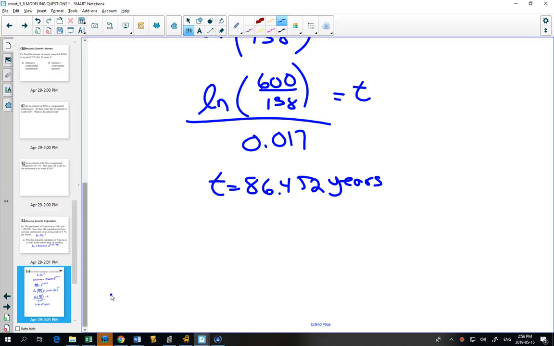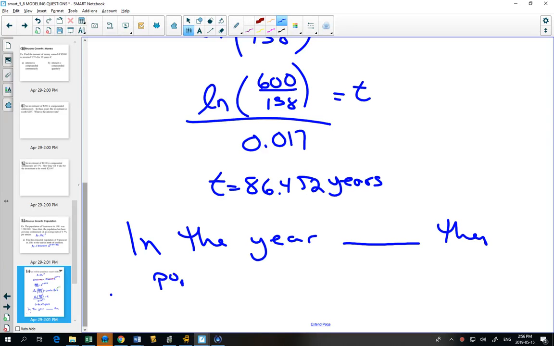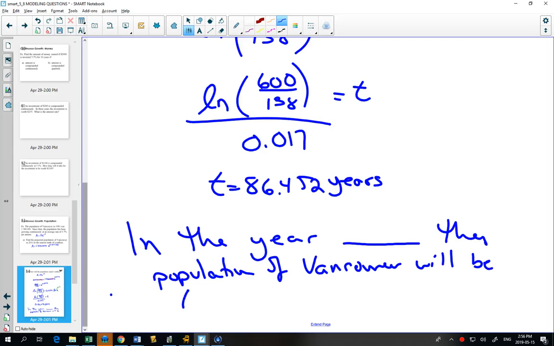does that mean in the year 86, the population of Vancouver is 6 million? No. What year would that be? So I could write a statement: in the year blah, blah, blah, the population of Vancouver will be 6 million.